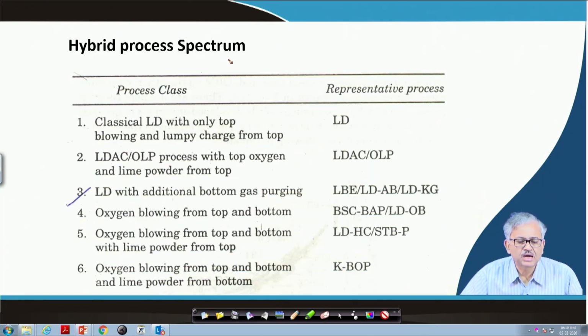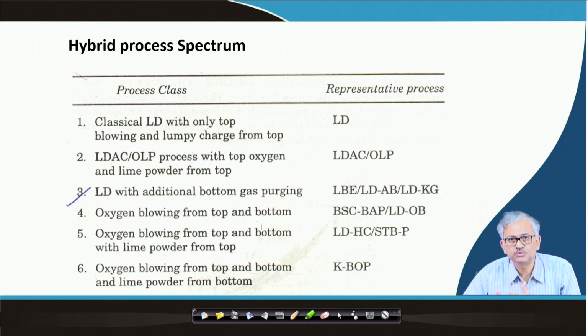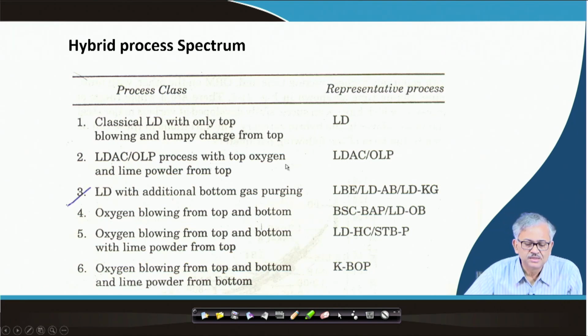Okay, so now this is the hybrid process spectrum. There are a lot of hybrid processes. First of all, the classical LD with only top blowing and lumpy charge from the top, that is called the LD, right? And then you have the LDSE or the OLP process. LDSE, or oxygen lime powder, is the process with top oxygen and lime powder from the top. Lime powder from the top, as I said, if you have lime powder, then you can treat high phosphorus hot metal, right? Because the lime dissolution becomes faster, you can form early basic slag, so you can start dephosphorization from the beginning. That is the idea, such that the dephosphorization ends before the carbon ends into the system, okay.